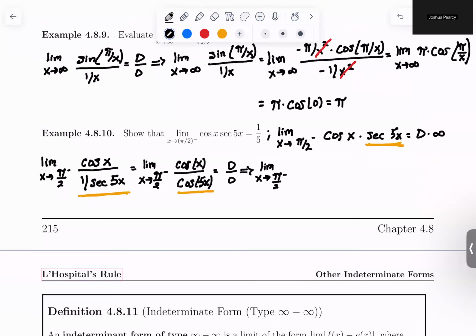So we need to take the derivative of this, right? So let's take this cosine x. The derivative of cosine is minus sine x. And the derivative of cosine of 5x is what? Minus 5 sine of 5x.